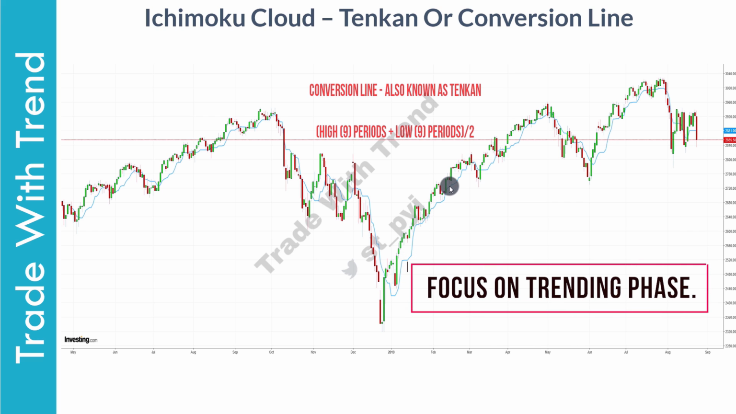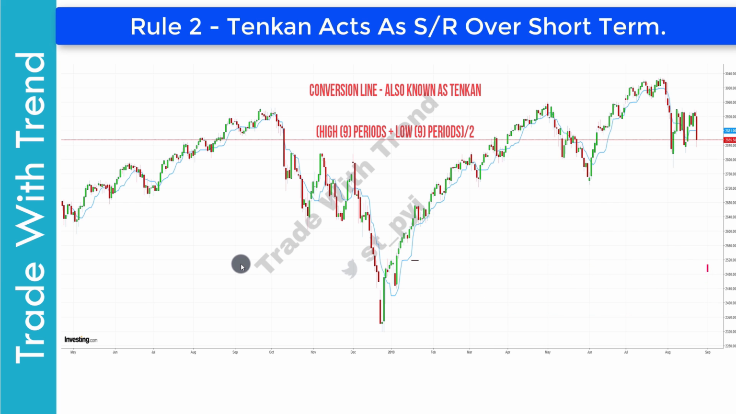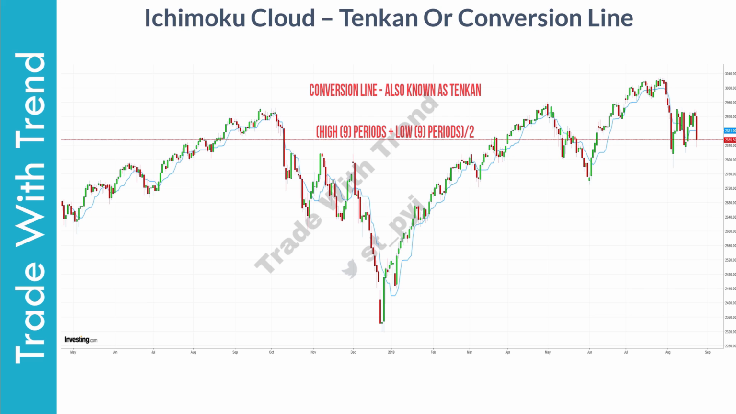Conversion line or Tenkan is also important as it acts as continuous support or resistance for price. In a trend, price repeatedly touches the conversion line as it progresses higher. This in turn can act as an entry opportunity, which we will discuss in the subsequent parts.